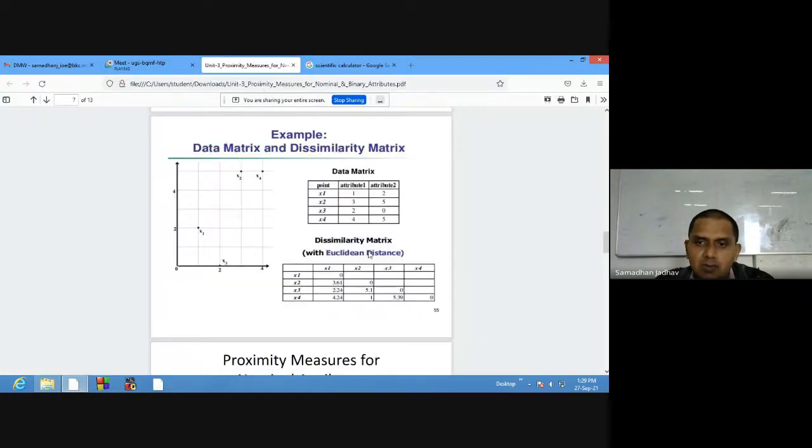So this is how we can find the dissimilarity for objects which are numeric. So these are numeric attributes, right? They are numbers, so for that we can use the Euclidean distance formula. Okay, so this is how we can enter the values in the dissimilarity matrix, for x4 with x1, x4 with x2, x4 with x3 is 5.39. So this is the example of a data matrix and dissimilarity matrix.